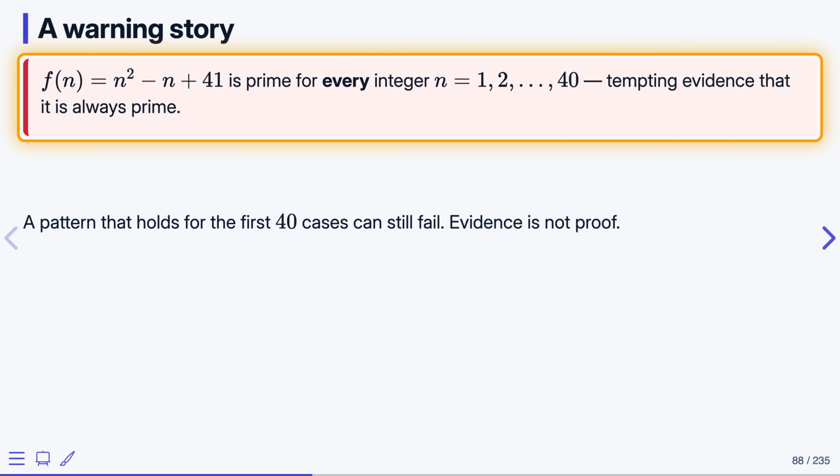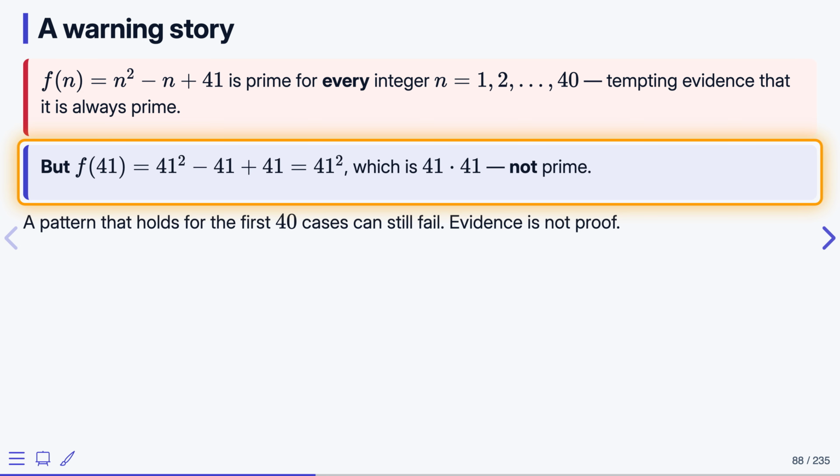This story is worth remembering. Take f of n equals n squared minus n plus 41. Try n from 1 up to 40. Every single answer is prime, 40 times in a row. You might feel quite sure the rule always works. Pause the video and guess. Does it still give a prime at 41?